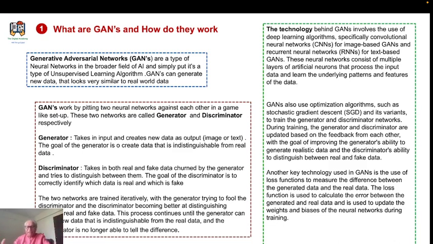All right. So this is quite surreal. You can actually create images of politicians giving fake speeches, and so on. There are multiple applications. Now, just to touch upon the technology behind it, it uses deep learning algorithms, specifically convolutional neural networks, or CNN, for image-based scans, and recurrent neural networks, RNN, for text-based scans.